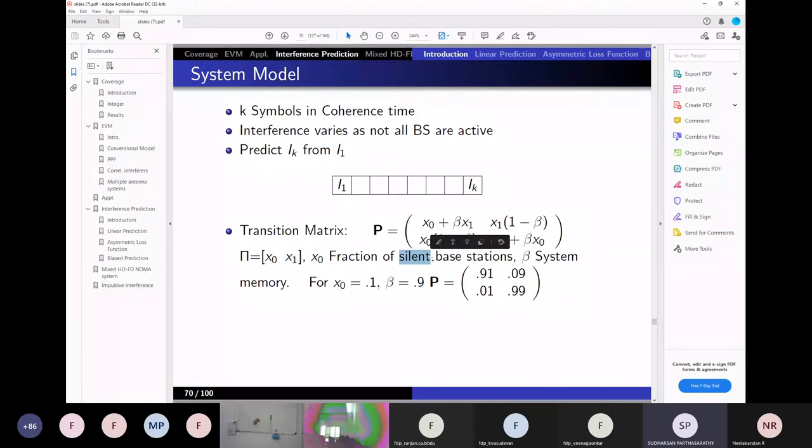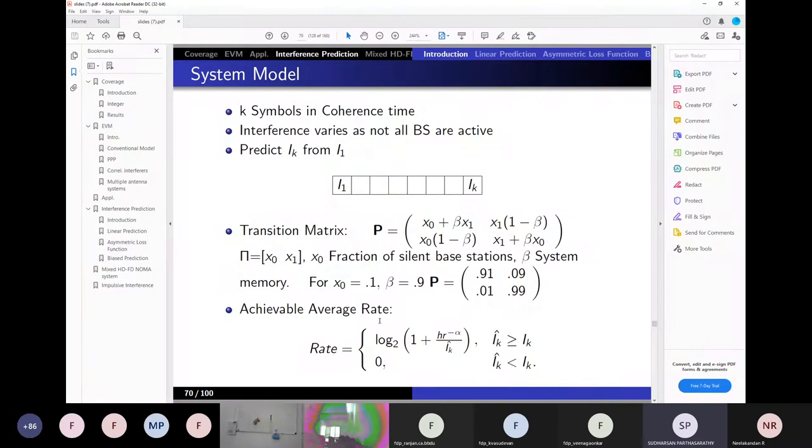X0 is the fraction of silent base stations. X1 is the fraction of active base stations, which is 1 minus X0. Beta is called the system memory. So system memory means if beta is very high, then the probability that you will continue in your same state in the next time slot will also be very high. Okay? So we'll see this with an example.